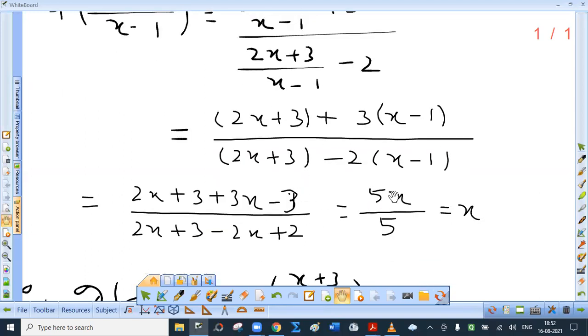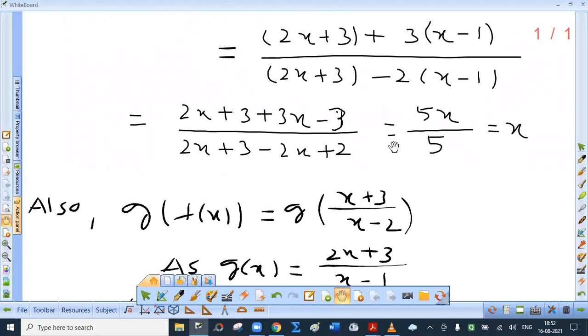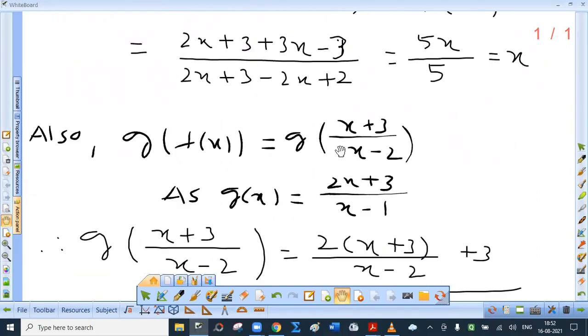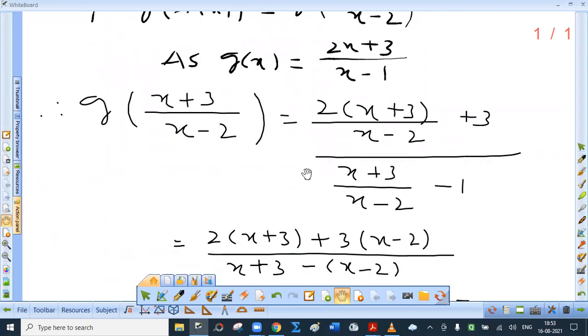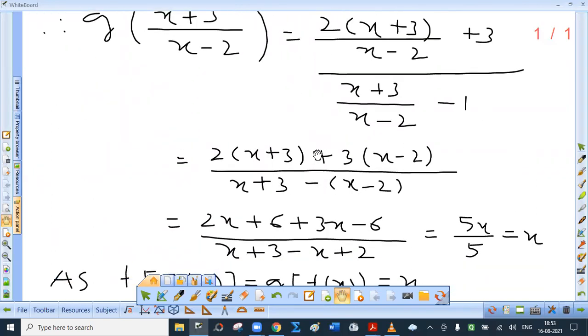So what remains is 5x upon 5, that is x. Now, what is g of f of x? It is g of (x + 3)/(x - 2). That is 2 times (x + 3)/(x - 2) + 3, upon (x + 3)/(x - 2) - 1. Simplify. You get x only.